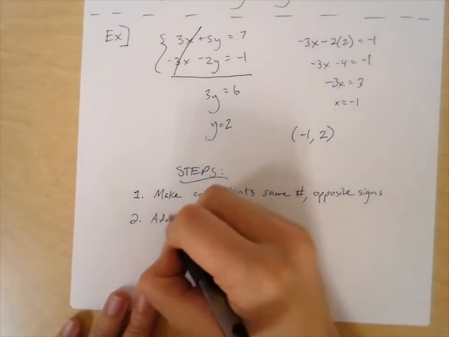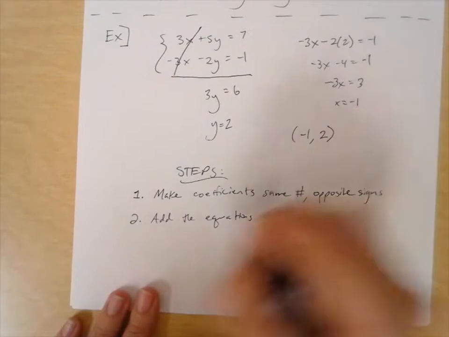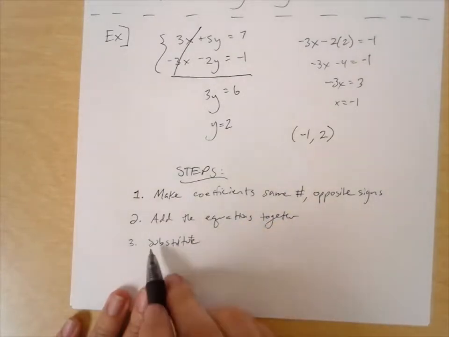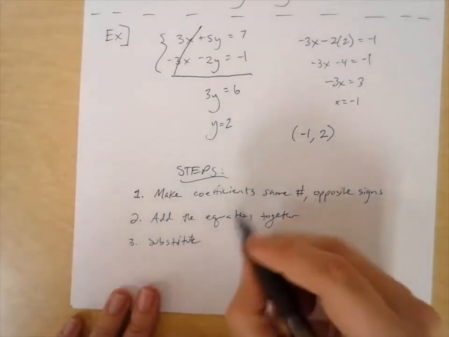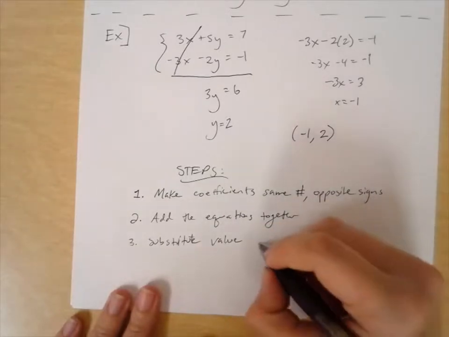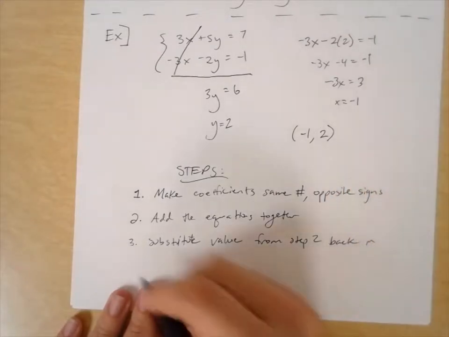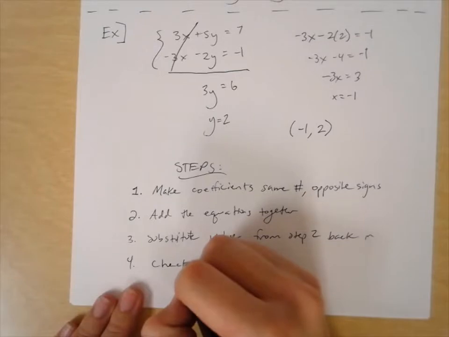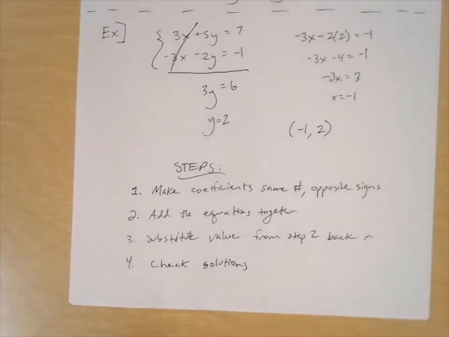And then you must add the equations together. Then substitute the value from step 2 back in. And then lastly, what we got to do is check. We can check our solutions by substituting those values back into the original system. All right. So let's get started with another example here.